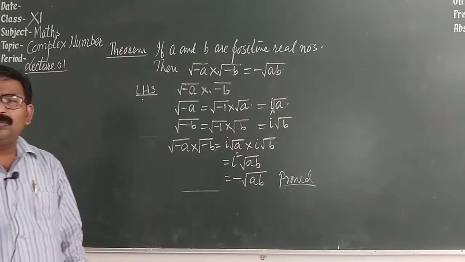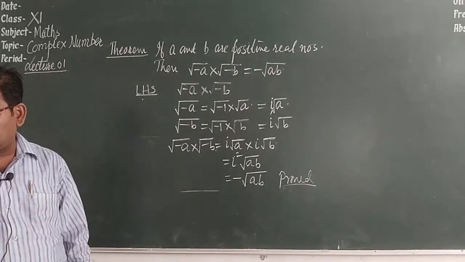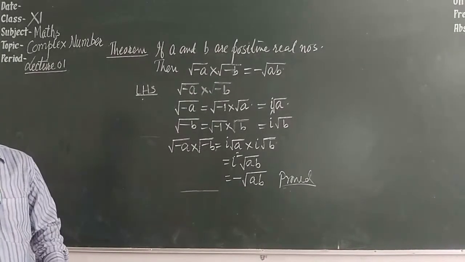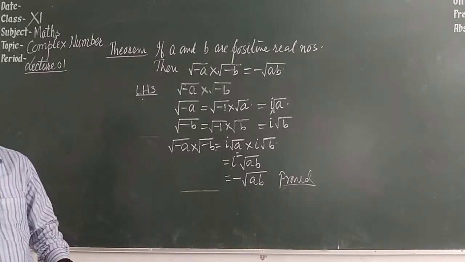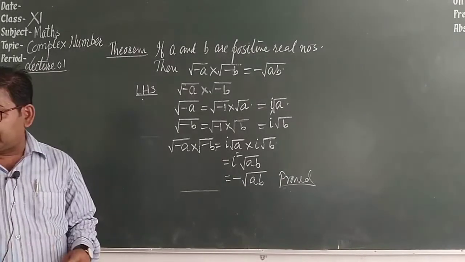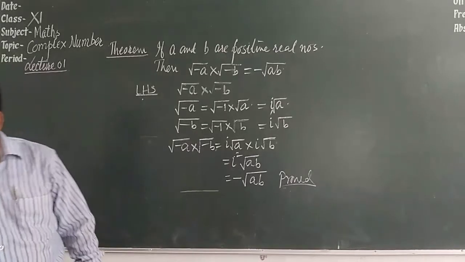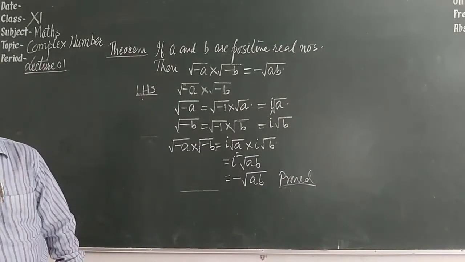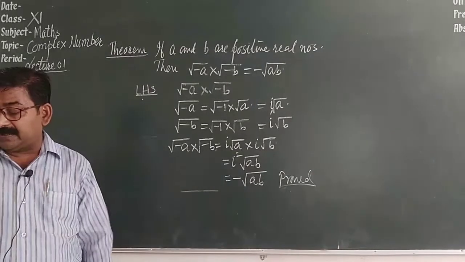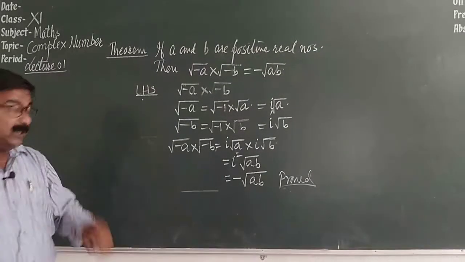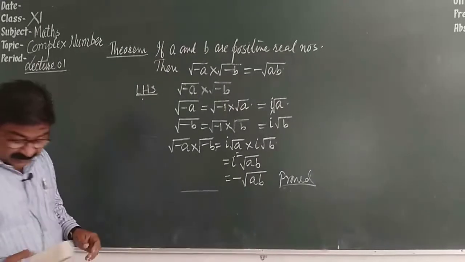So this is how we can see the small terms, small theorems. Now one more theorem I can give you. If a complex number is 0, then its real and imaginary both parts are 0. I am writing the statement.